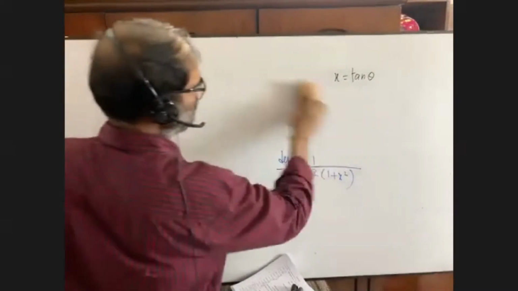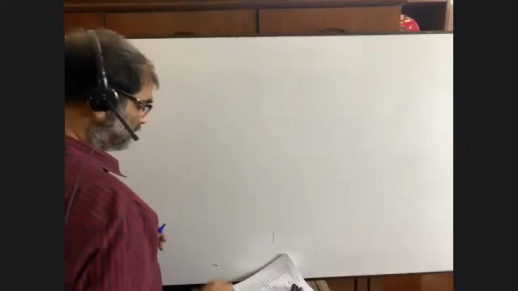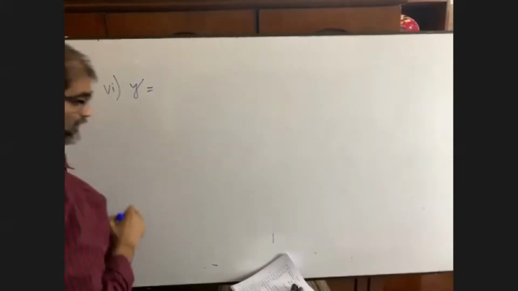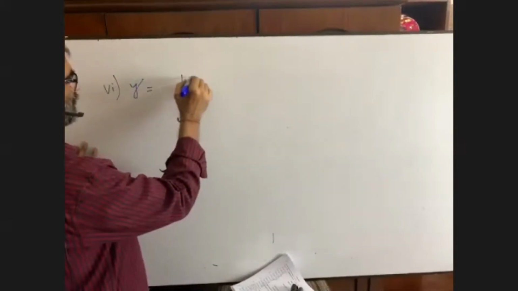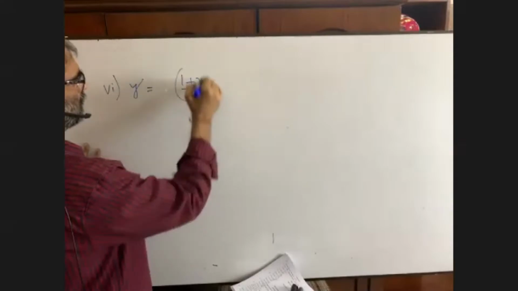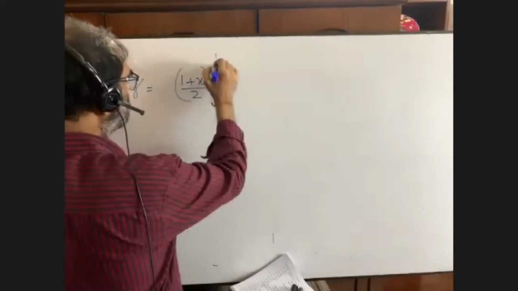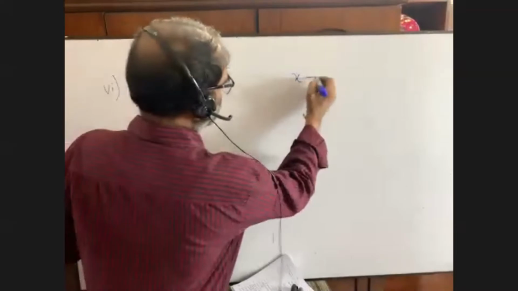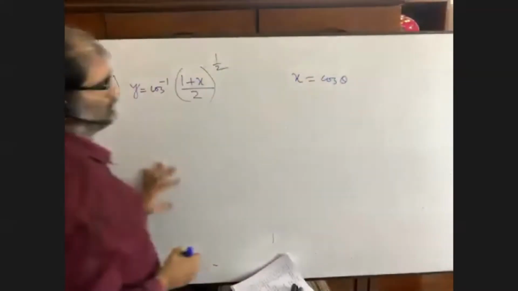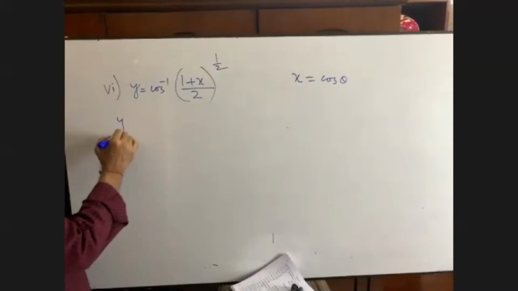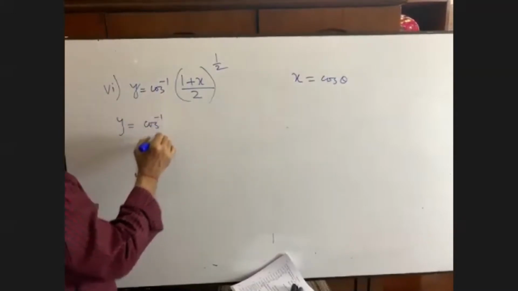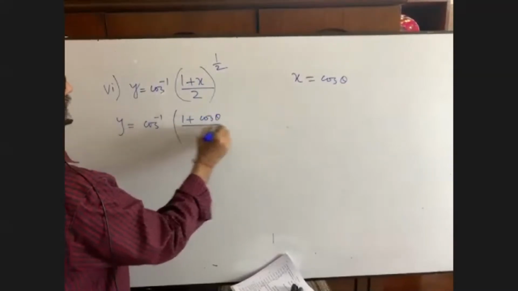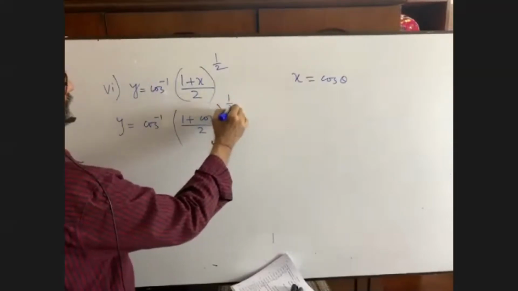Number 6. y is equal to 1 plus x by 2 whole to the power half. Talk to me. You can or you cannot? I have to know. Let x equal cos theta, so we get 1 plus cos theta by 2 whole to the power half.